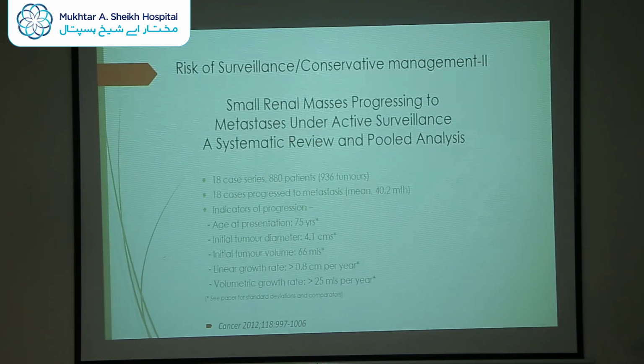So another study, a very important one, a systematic review of 18 case series, almost 900 patients, 1,000 tumors, and you can see only 18 progressed to metastasis. This is small renal masses, less than 4 centimeter, and the mean follow-up was 40 months. And you can see the radiologists can probably conquer a lot of these small renal masses. There are quite a few variables and formulas out there to count linear progression, volumetric expansion, all that as well.